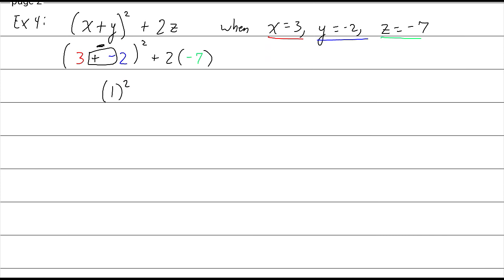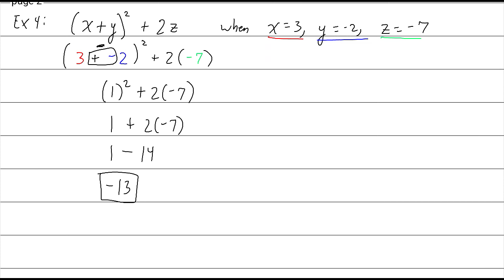So we have 1 squared plus 2 times negative 7. 1 squared is 1 plus 2 times negative 7. 2 times negative 7 is negative 14, so this plus becomes a minus 14. And then finally, 1 minus 14 is negative 13. There we go, negative 13. All right, let's move on.